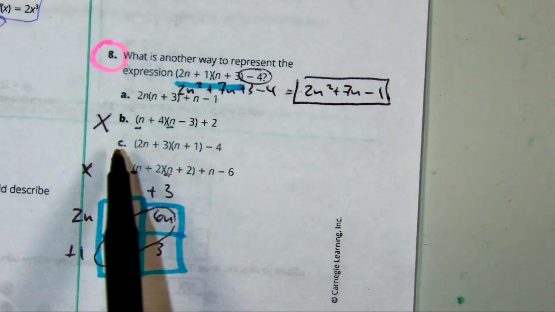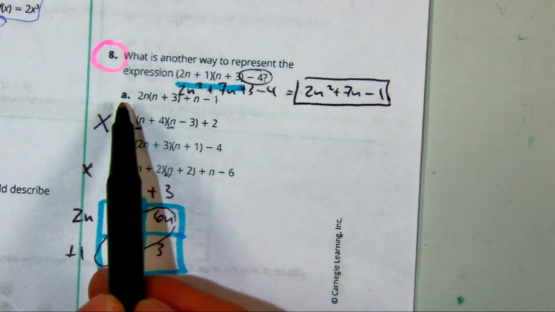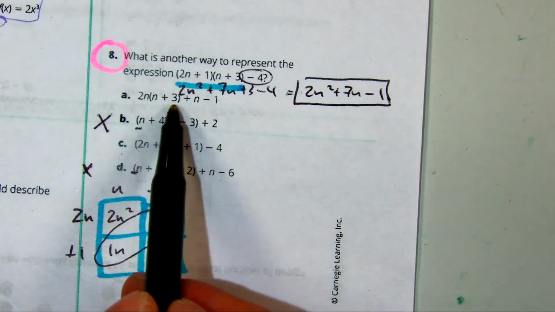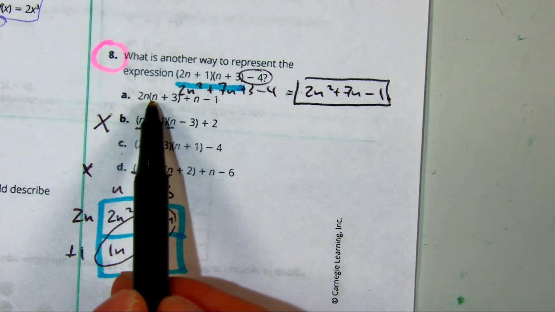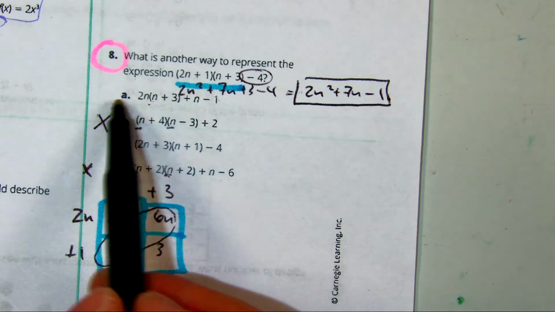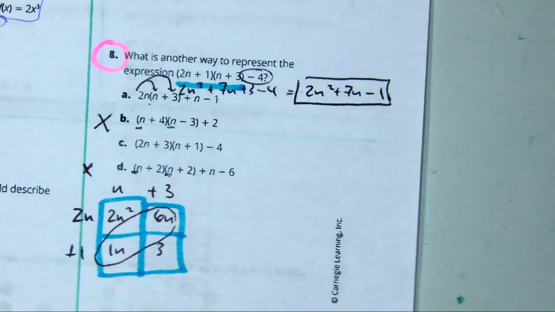Now C is close, and I would basically do the same thing as we did over here. But I want to look at this one. This one I don't have to use FOIL or the box because I don't have a binomial times a binomial. This one all I have to do is just distribute. So let me see what would happen if I just distribute on that problem.